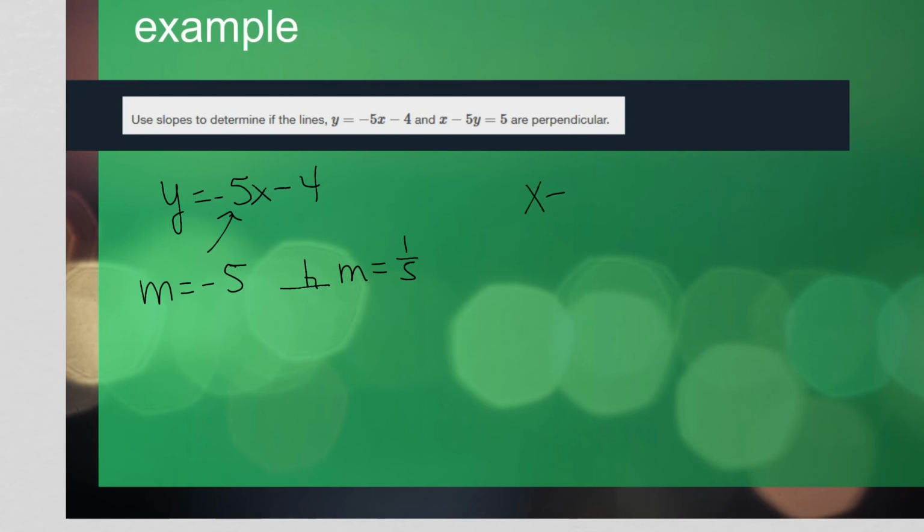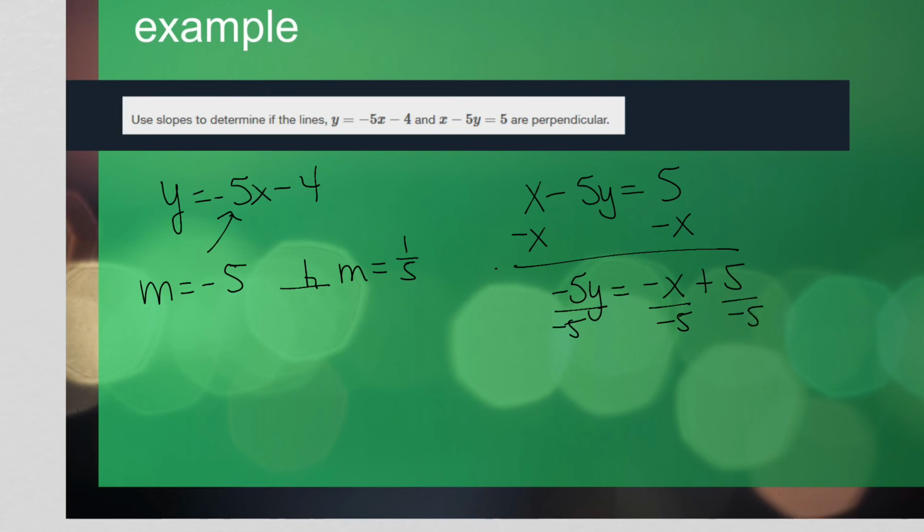So x minus 5y is equal to 5. Now, I've got to turn this into slope-intercept form so that my slope is looking at me. To get this in slope-intercept form, I would subtract x and then I would divide by negative 5. So I end up with y is equal to, a negative divided by a negative is a positive, so I do have 1/5 x minus 1. So my slope is positive 1/5.